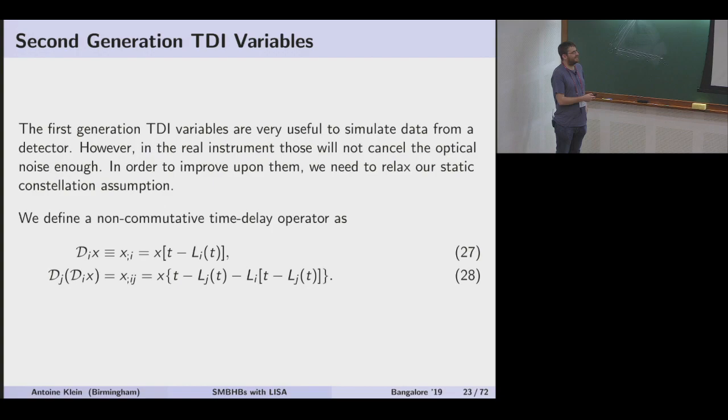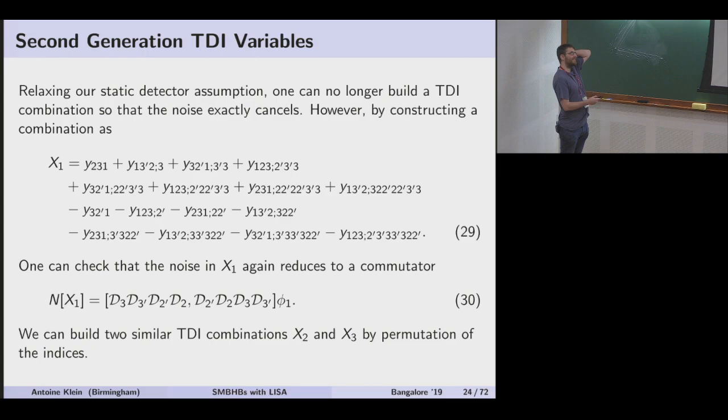So if we define the time delay operator that now depends on time, and you combine 2 time delay operators like this, from this expression you can see that they don't commute anymore. So in this case, you need to build more complicated ones, like this, a combination of 16 different measurements. That's a bit more complicated, but it's still the same idea, that you combine what you had in the previous generation here.